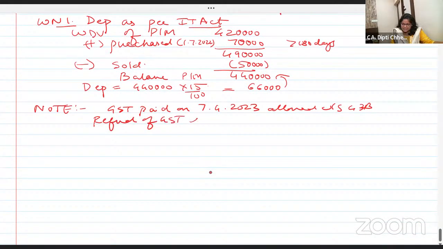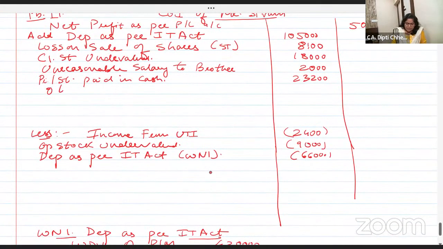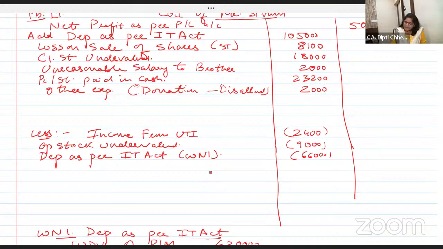Refund of GST is a business income. तो कुछ नहीं करना है आपको क्योंकि business income है और P&L में credit किया. Other expenses in the P&L account debit side include 2,000 donations. Donations are not allowed. So other expenses, actually other expenses are 7,000, but donation wala part ही disallow होगा. So donations disallowed is coming to how much, dear students? Donation is disallowed 2,000. That's all.